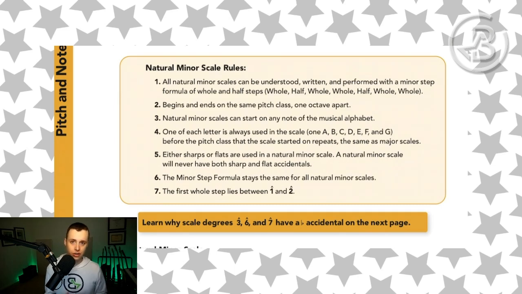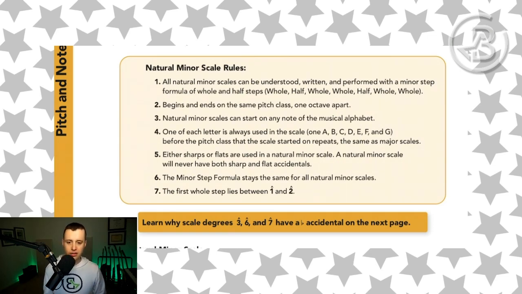All natural minor scales begin and end on the same pitch class, 1 octave apart. Natural minor scales can start on any note of the full musical alphabet, and just like major scales, one of each letter is always used in the scale. A, B, C, D, E, F, and G before the pitch class that the scale started on repeats 1 octave higher or lower, higher if it's an ascending scale, lower if it's a descending scale.